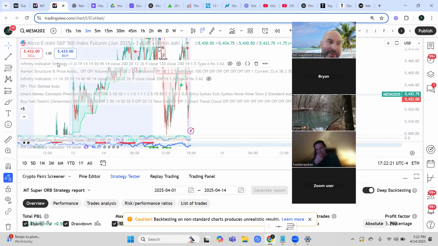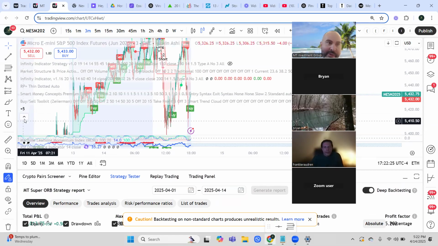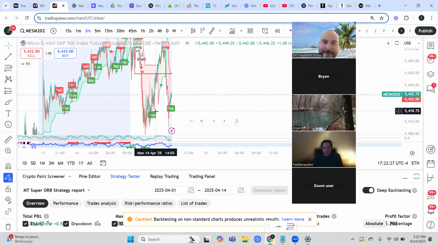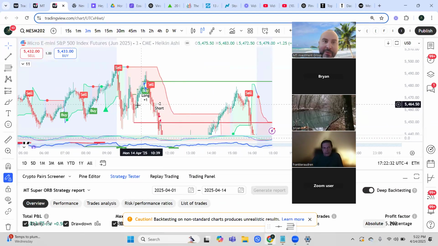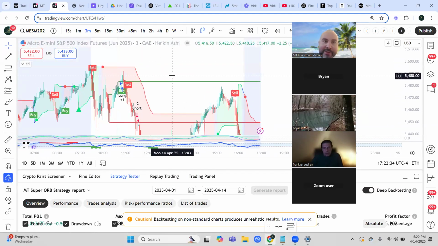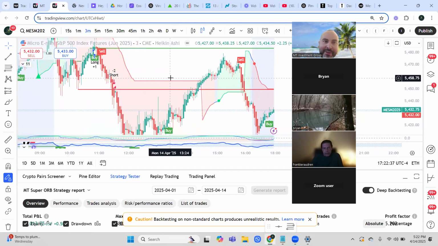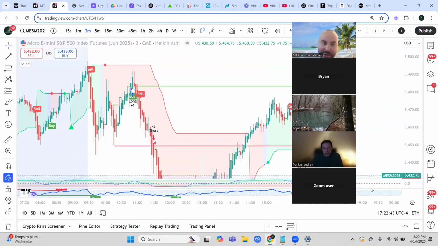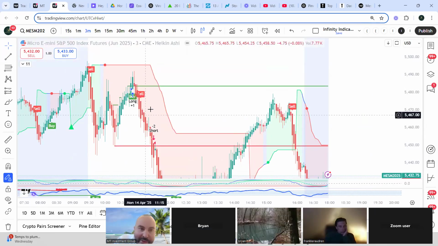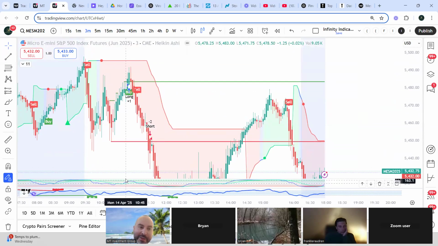Now, as far as the infinity indicator goes, here it is. This is the old classic indicator, and it's very simple to use as well. Let me close this part out so I can get a bigger screen. Just move you guys to the side here. It's very simple.